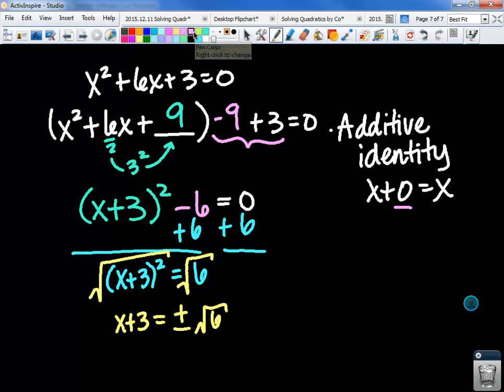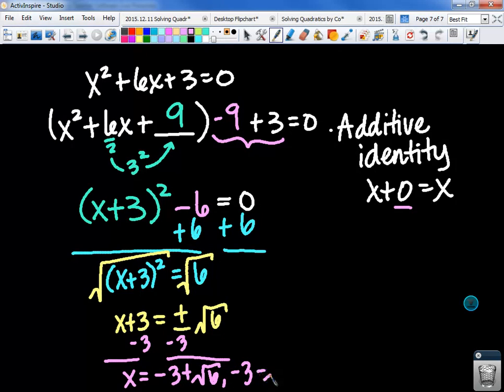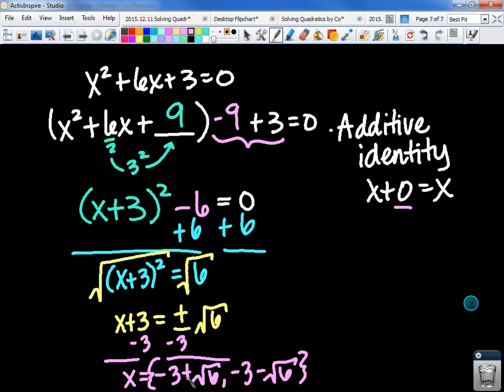Continue solving by subtracting 3 from both sides of the equation, subtraction property of equality, and I have x equals -3 plus the square root of 6 and -3 minus the square root of 6. So my two solutions are these two numbers. X is the set of the two numbers that are -3 plus the square root of 6 and -3 minus the square root of 6.